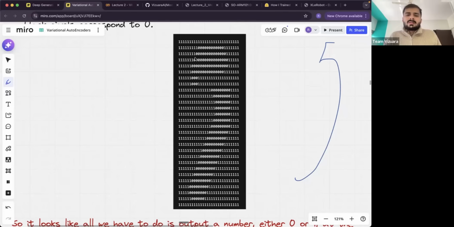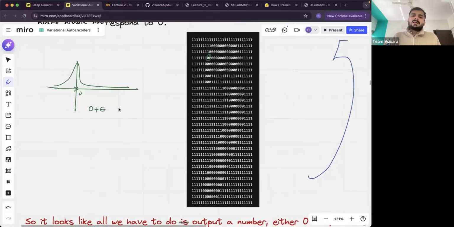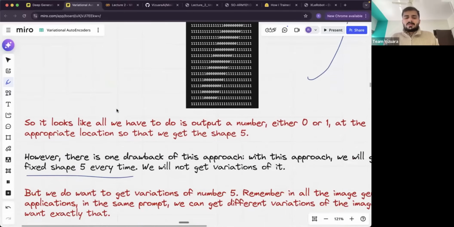what we generally do is, let's say we consider this pixel of 0. You create a probability distribution where the mean is at 0, but you add a small noise to it. The mean is still 0, but you sample from this distribution. So you end up with values like 0 plus some epsilon, which can be between 0 and 1. So there is a small amount of variability which comes into the image generation process.